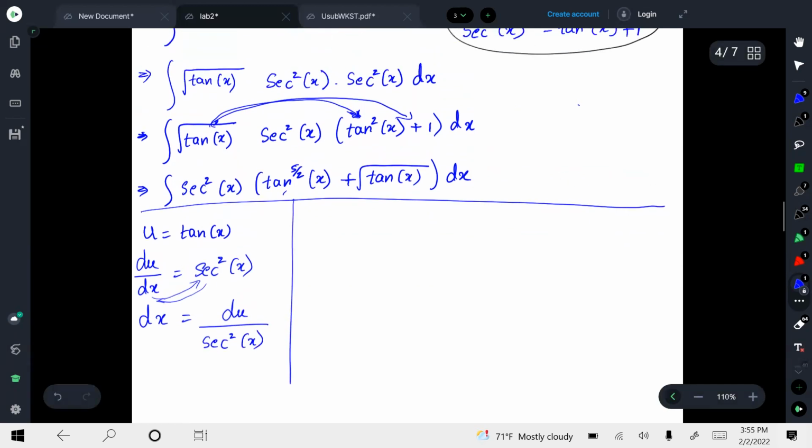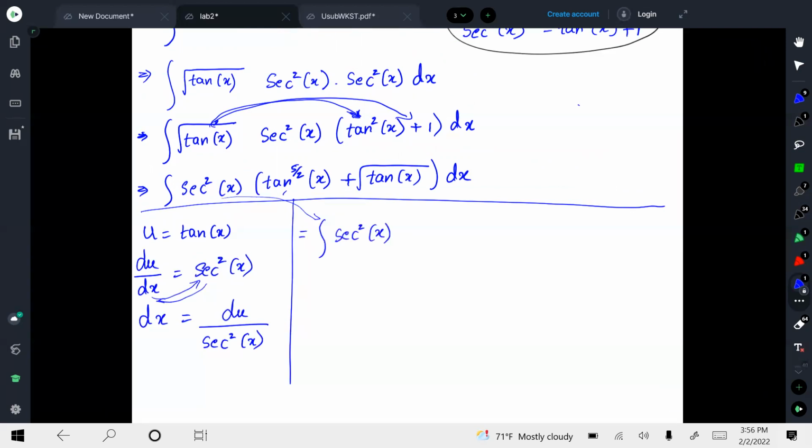Okay, now coming back to the problem. The problem was the integral of tan of x to the power of 5/2 plus square root of tan of x, which equals the integral of secant square of x times the bracket. I did not substitute anything for secant square of x, so I will write it as it is. We know that tan of x was u, so u to the power of 5/2 plus square root of u, which I can write as u to the power of half.